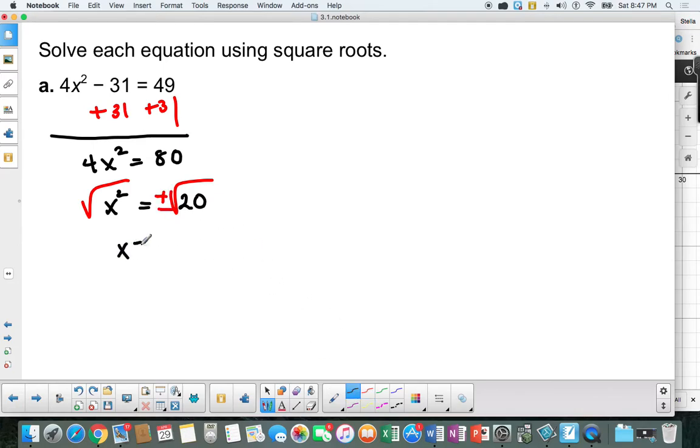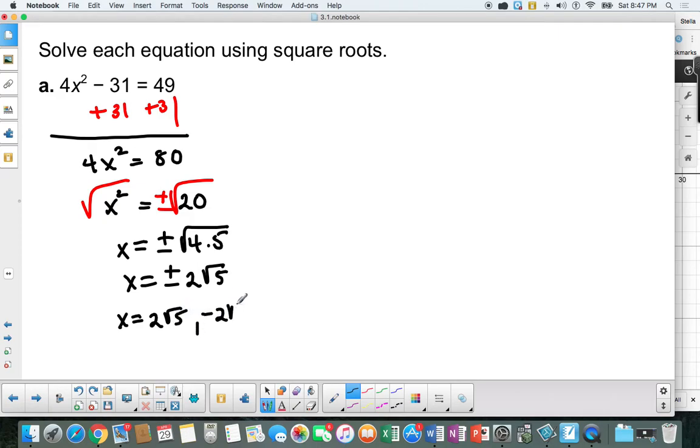And so x is equal to plus or minus, and I know root 20 is 4 times 5. So when I simplify, I can say 2 root 5. So the two answers are 2 root 5 and negative 2 root 5.